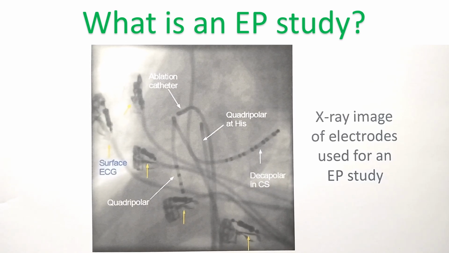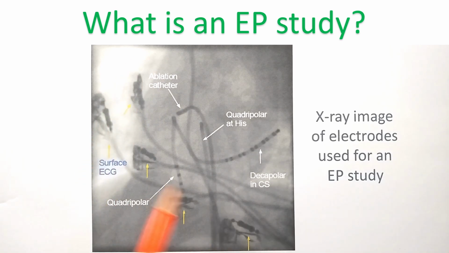EP study is short form for electrophysiology study. It is done to assess the electrical system of the heart. We know that angiogram is done to assess the blood supply of the heart. It can be compared between plumbing and electrical wiring. So while tubes are used as catheters for angiography, wires are used as electrode catheters for EP study.